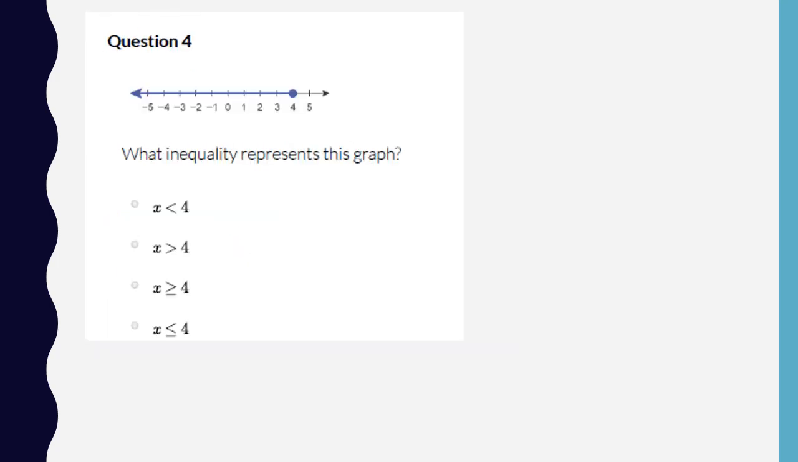Which inequality represents this graph? So I know that x and 4 have something to do with it because the dot is on 4. And it says that all the x's are to the left of 4. That means they're less than. So less than, but also I see that this dot is filled in. That means 4 is included. So it's going to have that line there, that x is less than or equal to 4.